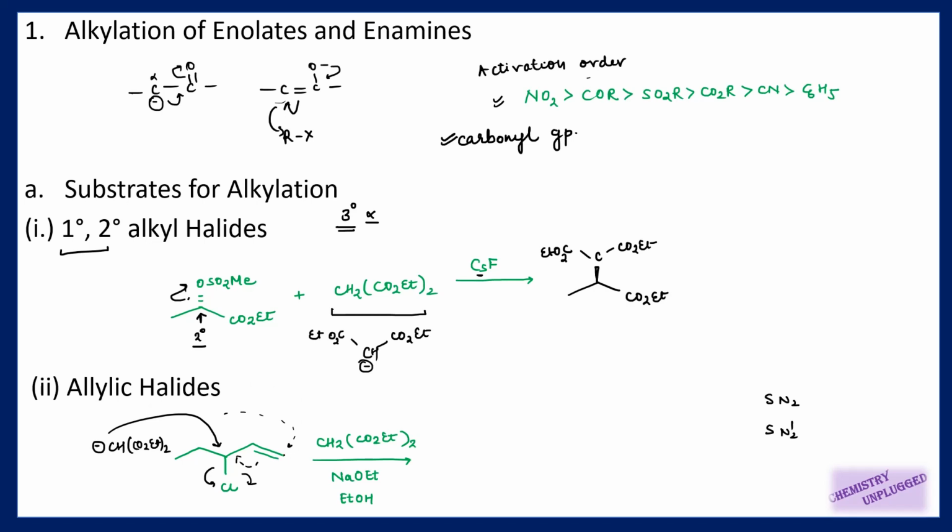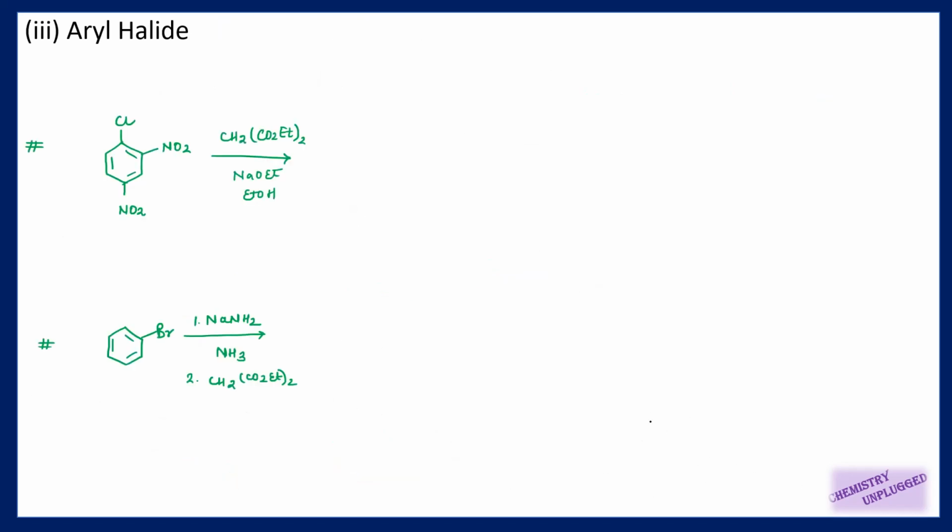This is a secondary carbon, so it is more hindered. So the nucleophile will attack this carbon, and in this case the SN2 prime mechanism will give you the major product. So you will get two types of product here, and this should be our major product. Then we will see how we can use aryl halides.